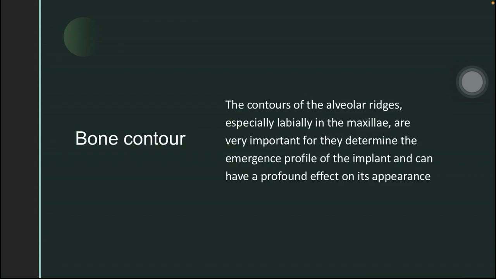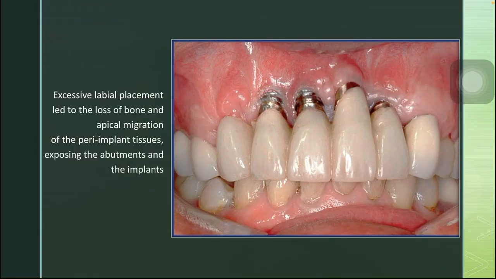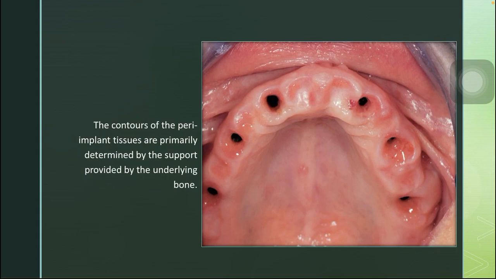Bone contour. The contours of the alveolar ridge, especially labially in the maxilla, are critical and very important, for they determine the emergence profile of the implant and can have a profound effect on its appearance. Here is a picture of excessive labial placement that led to the loss of bone and apical migration of the peri-implant tissues, exposing the abutment and the implants. The contour of peri-implant tissues is primarily determined by the support provided by the underlying bone.